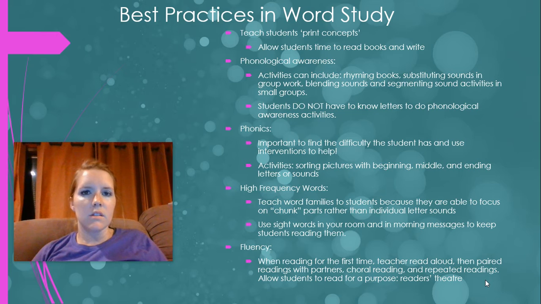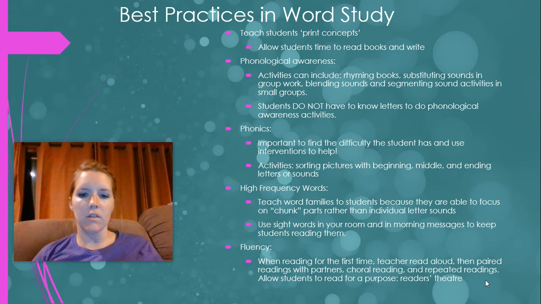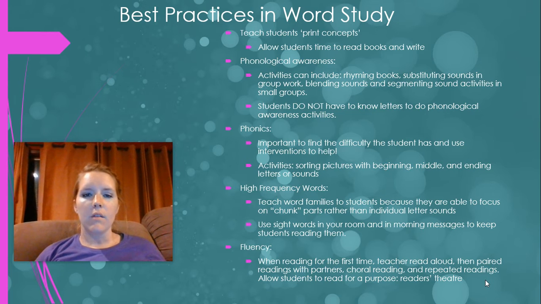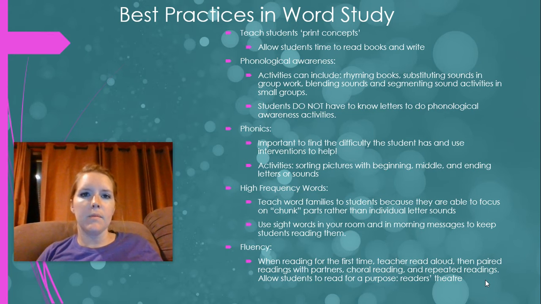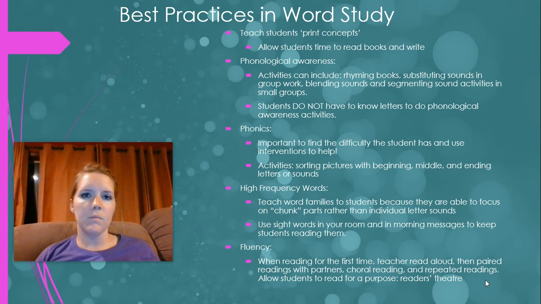For high frequency words, the authors said the important part of studying these was that students can chunk sounds rather than looking at the whole word. I think the example was night and right and sight. They know that if they learn the "ite" part, they can just chunk that and focus on the individual letter at the beginning. And then fluency: first, hearing the teacher read aloud, then paired reading so that a student can help a struggling reader hear how it's supposed to sound fluently, and then choral reading, and then repeated readings.